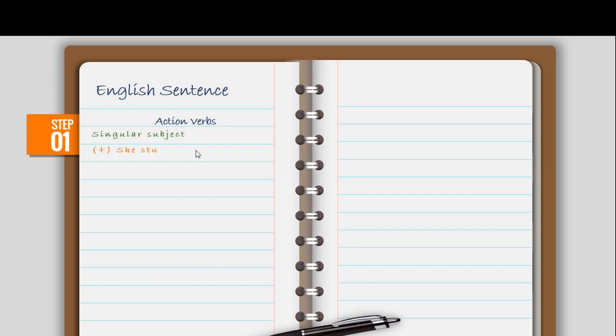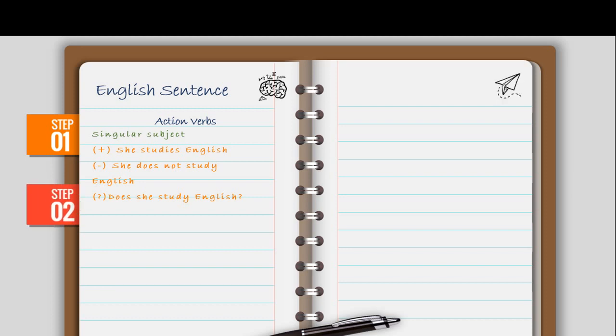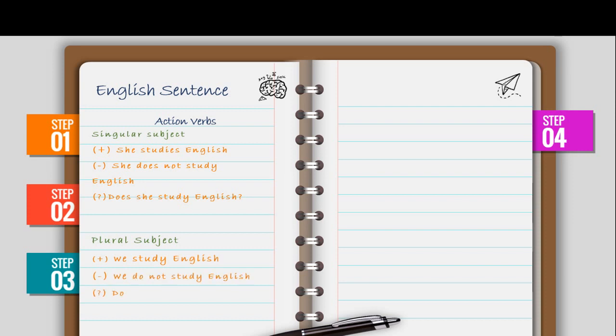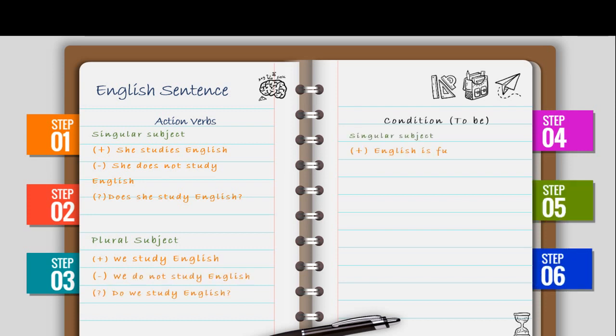There are two kinds of English sentence in general. The first one is action verb, and the second one is condition. So I need to make a review about this because it's very important for you to know before you are making questions. An action verb sentence is a sentence that contains action verbs within the sentence.